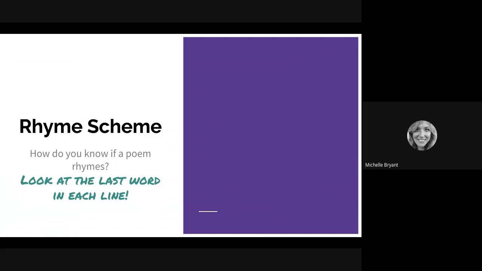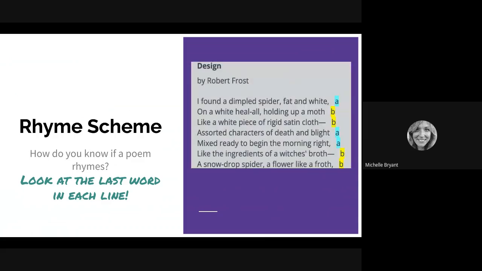Okay, rhyme scheme. Now, how do you know if a poem rhymes? Look at the last word in each line. That's really all you have to look at, just the last word. So let's look at this Robert Frost example here. This is from Design. And I'm not even going to read this poem because to figure out rhyme scheme, like I said, you just look at the last word in each line.